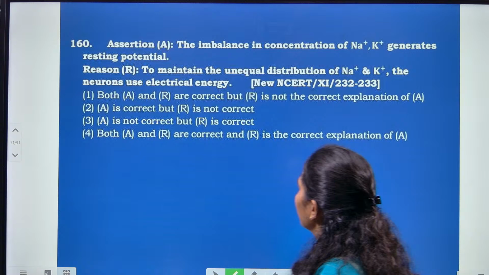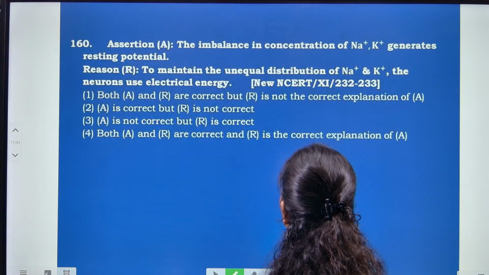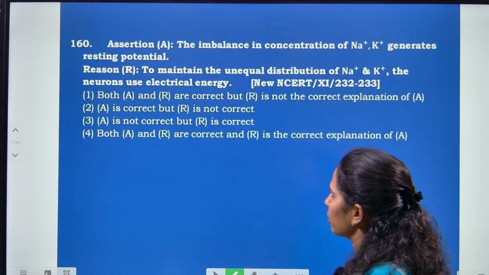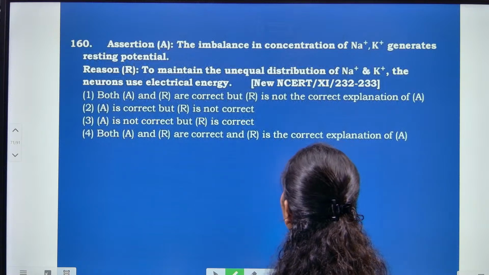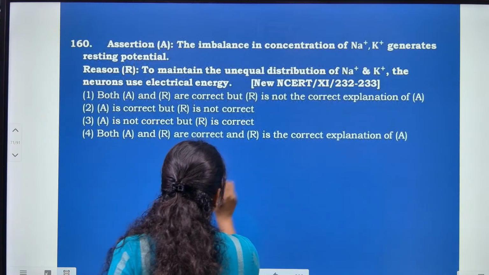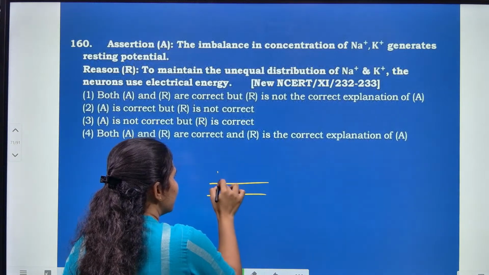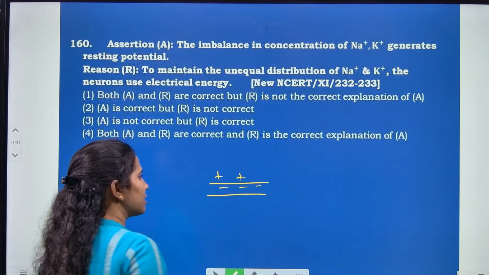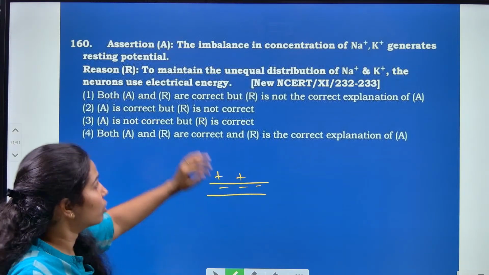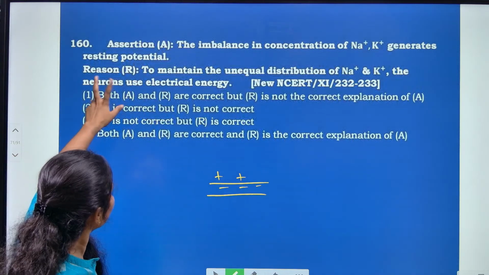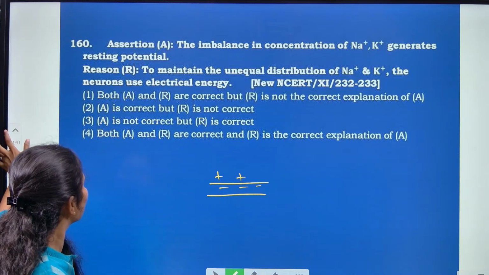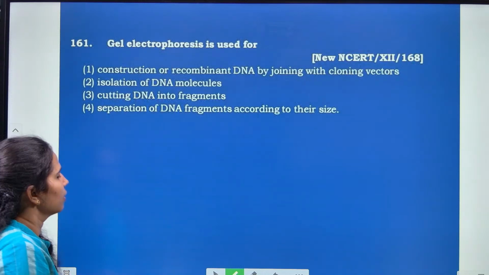Assertion: the imbalance in the concentration of Na plus, that is sodium, and K plus generates the resting potential. Yes, it generates the resting potential. Reason: to maintain the unequal distribution of Na plus and K plus, the neurons use electrical energy. No. To maintain the unequal distribution, the ions have to be present unequally inside the cell of the neuron as well as outside the cell, based upon the permeability of the ions when they are at rest. So the assertion is correct, but the reason is not.